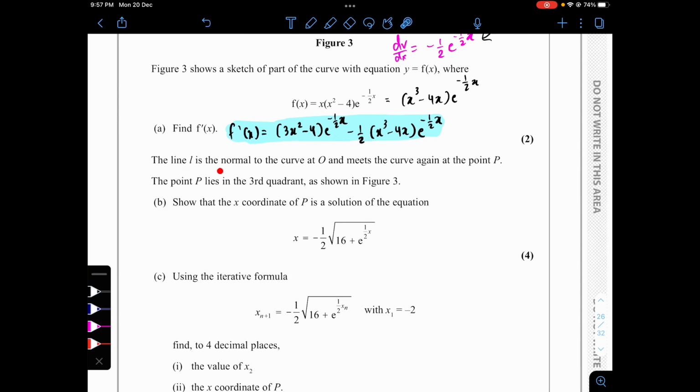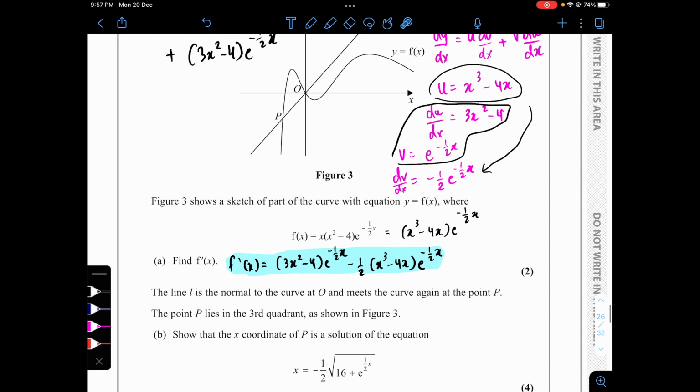It says the line L is the normal, so that's perpendicular to the curve at point P. Point P lies in the third coordinate as shown in figure 3. Let's look at figure 3. This is point P. Show that the x coordinate is the solution of this.